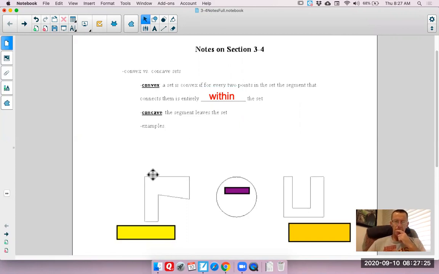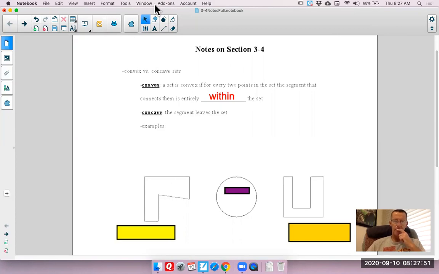So let's look here. If we're talking about this polygon and its interior, this region, would this be convex or concave? In order for it to be convex, every single possible combination of 2 points, the segment that connects them has to stay within the set.